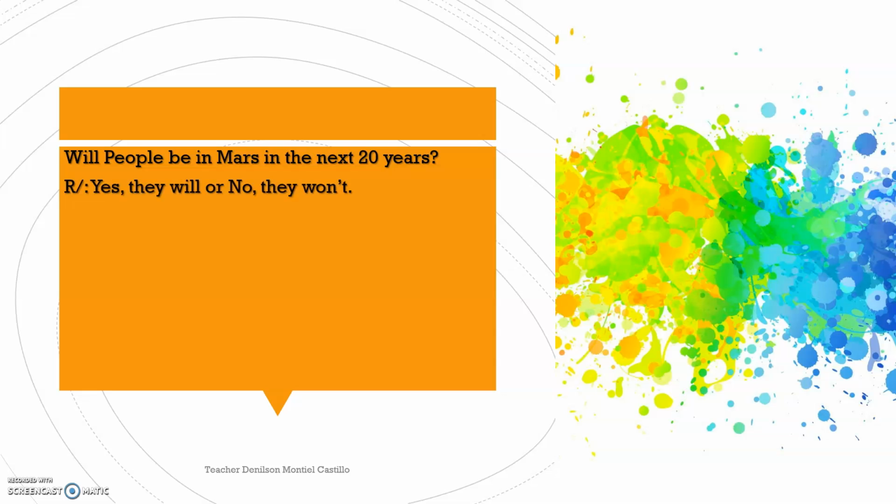Okay, let's see some examples. Will people be in Mars in the next 20 years? So if we compare this question with the formula, will first, subject, in this case, verb is be, okay?